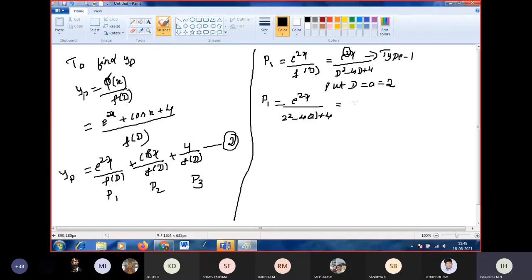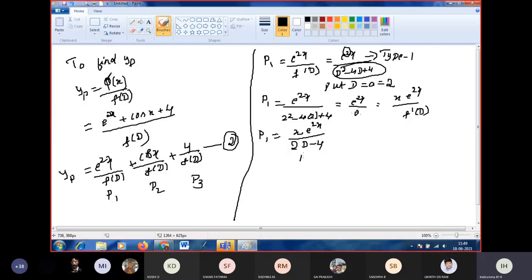So what answer did you get? 0. E power 2x by 0. I got denominator 0. If the denominator is 0, what should we do? Multiply x, and consider f dash of d in the denominator. Therefore, P1 is equal to x e power 2x by f dash of d. What is f dash of d? Differentiation of this: 2d minus 4.